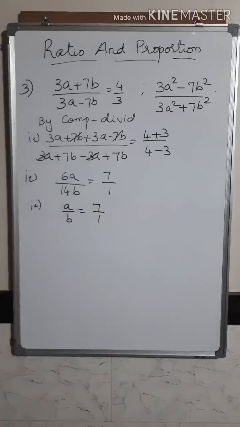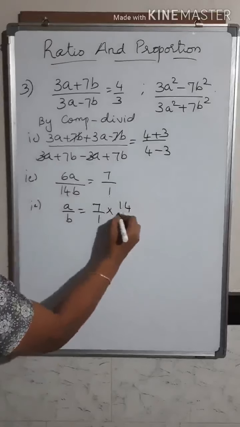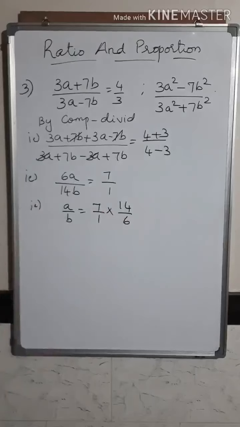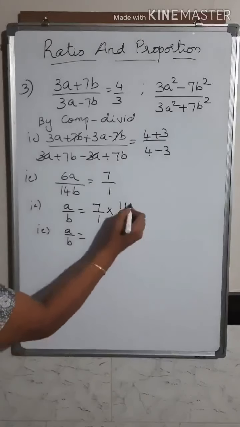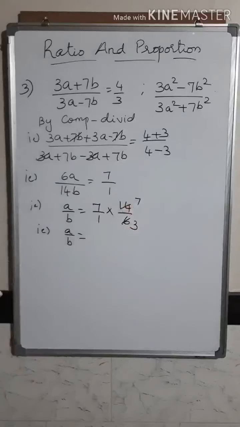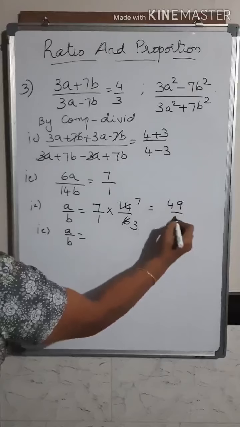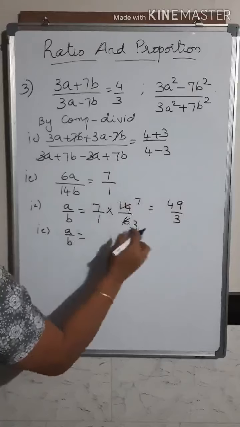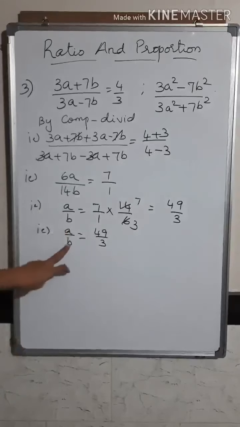Then you take the reciprocal of the fraction you have got on the left hand side by putting the multiplication sign. So here the reciprocal is 14 upon 6. Next what you have to do is cancel it. If you can cancel, do the cancellation. So you get a upon b is equal to 2 3s are 2 7s are 14. Now when you multiply, you get the answer as 49 upon 3. 7 7s are 49. So a upon b is equal to 49 upon 3. So you have got the value of the ratio a upon b.